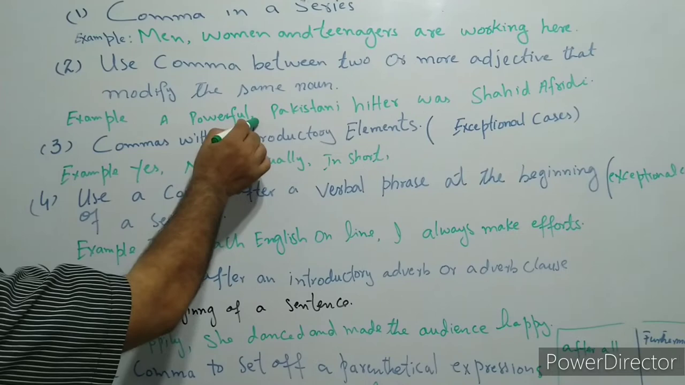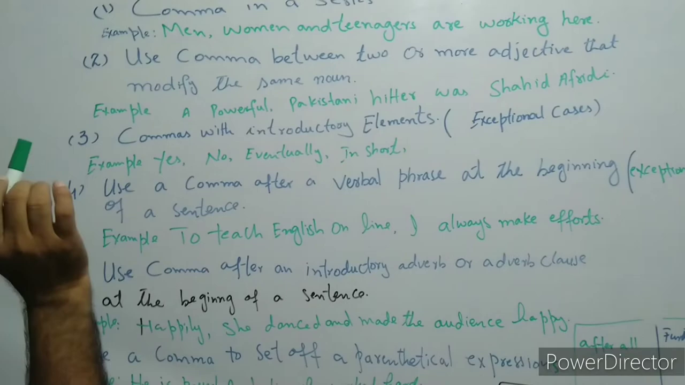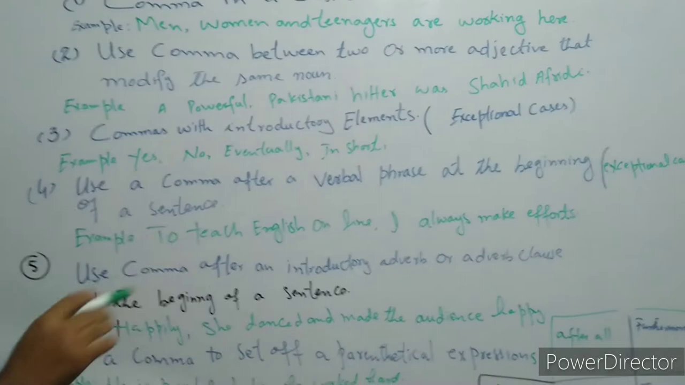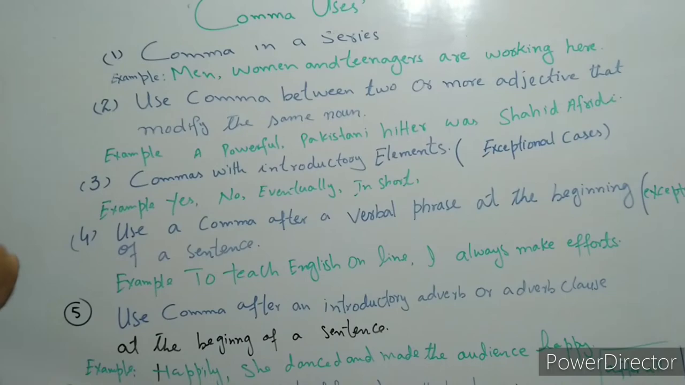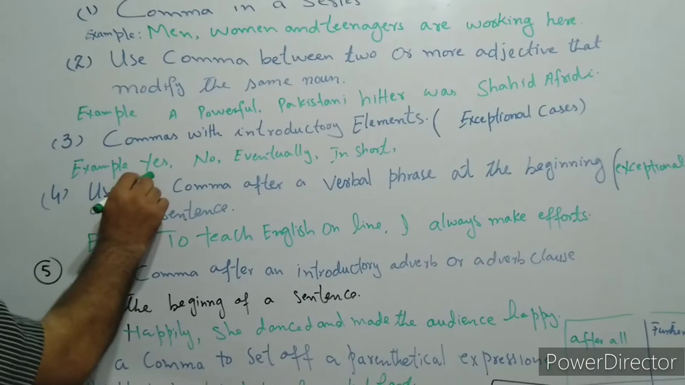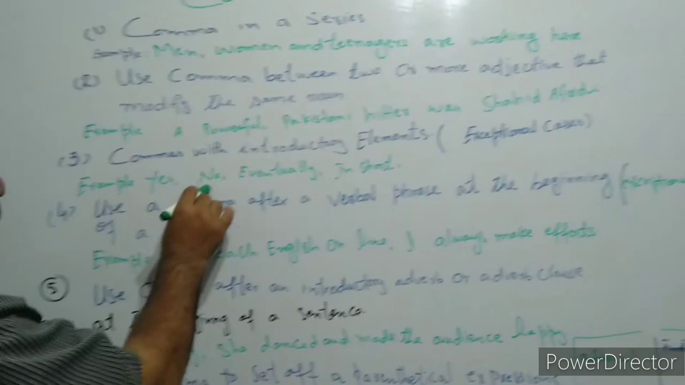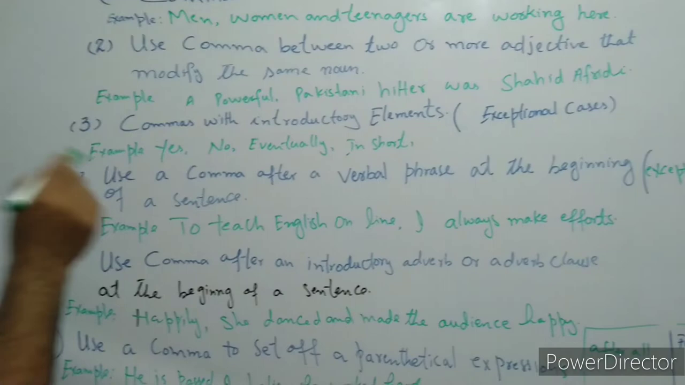The third rule: commas with introductory elements. Exceptional cases may be there, we will discuss them later. Example: now this "yes" is an introductory element. Suppose I ask, are you Indian? If you are Indian you say yes, if you are not you say no. So these are introductory elements: yes, no, eventually, in short, and so on. In writing, we always use comma with introductory elements.